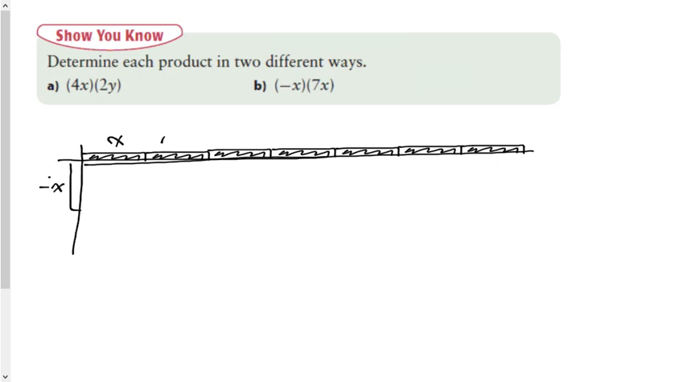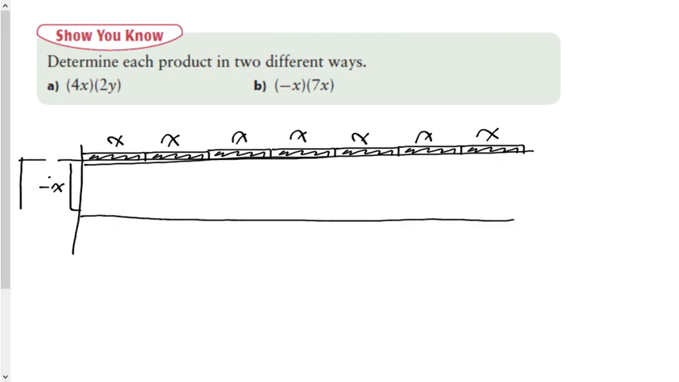So an x and an x and an x and an x and an x and an x and an x. So we have a width of negative x and a length of positive x. So I'm going to shade this in here. I'm just going to connect the dots together.